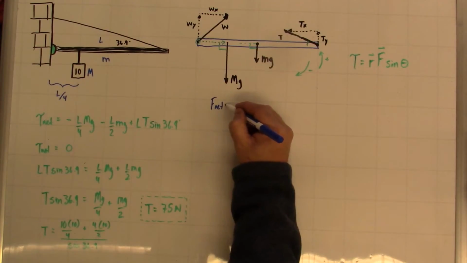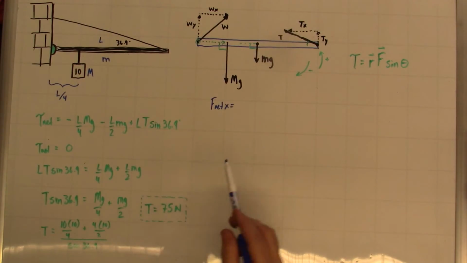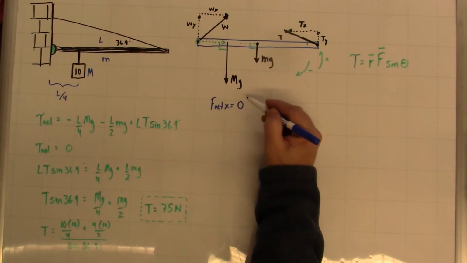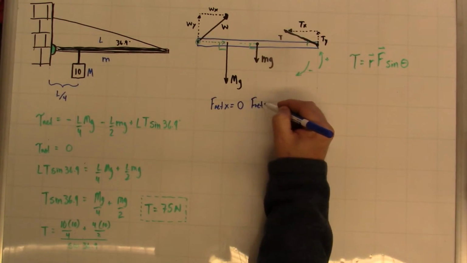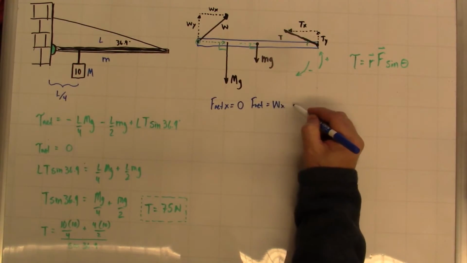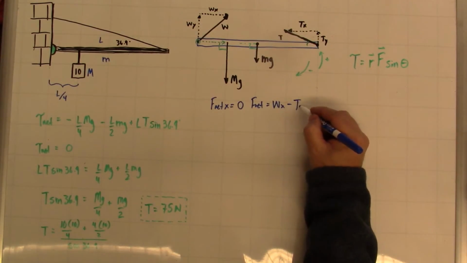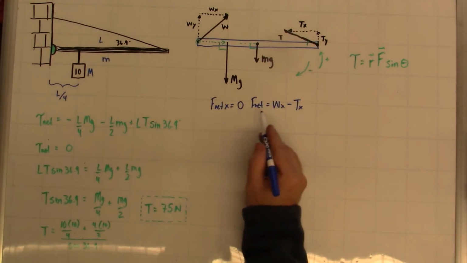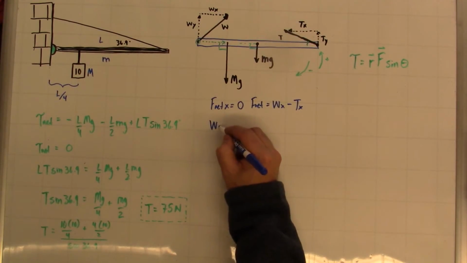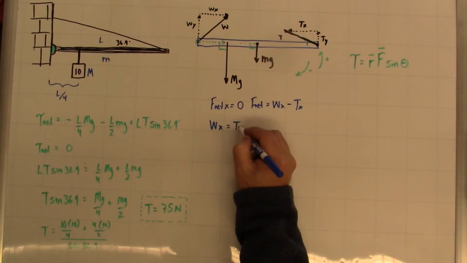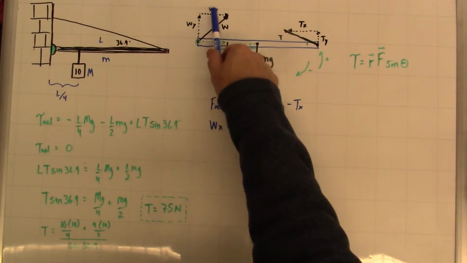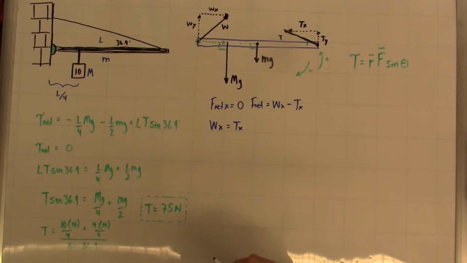If I write a statement for the net force in the x direction, what I know is there's no acceleration in the x direction, so that must be equal to 0. The net force in the x direction, well, what do I have? I have W in the x direction minus T in the x direction. So if net force is equal to 0, I know that W in the x direction has to be equal to T in the x direction. And conceptually that makes sense because if this is the only force to the left, it has to balance out the only force to the right.